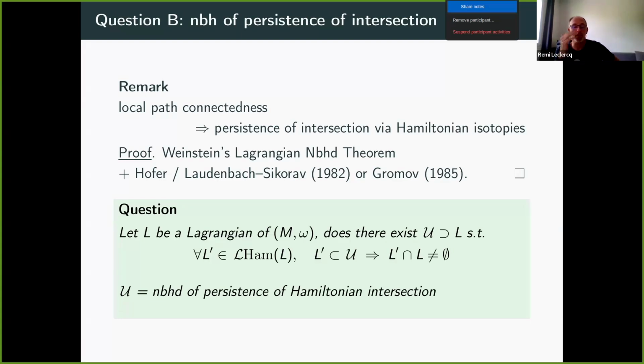And actually, that's the first question which was asked to us by Marcelo Atallah, something like 2 years ago. And so if such a U exists, I will call it a neighborhood of persistence of Hamiltonian intersection, or rather a neighborhood of persistence of intersection via Hamiltonian isotopies or diffeomorphism.